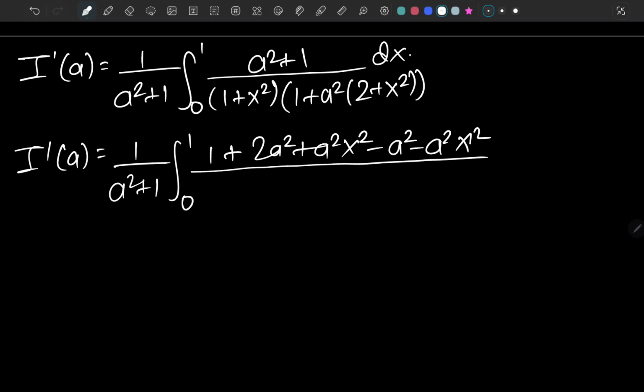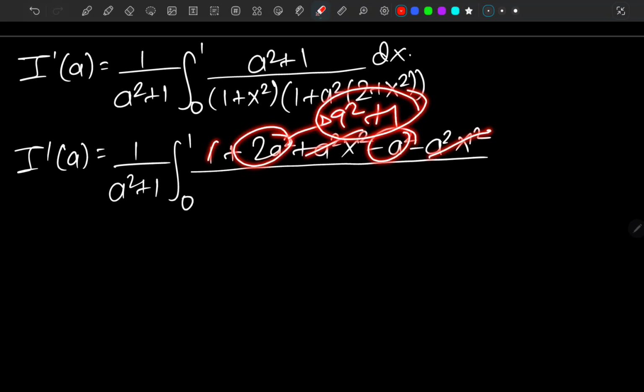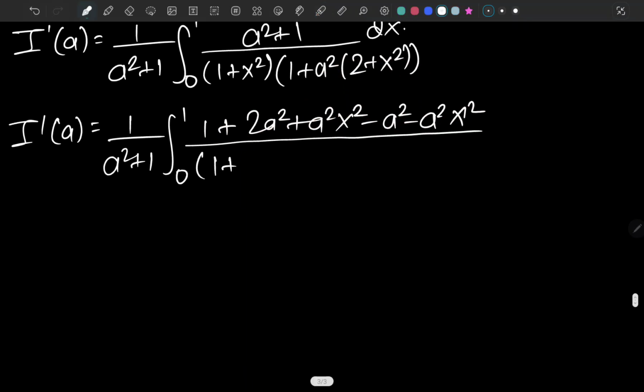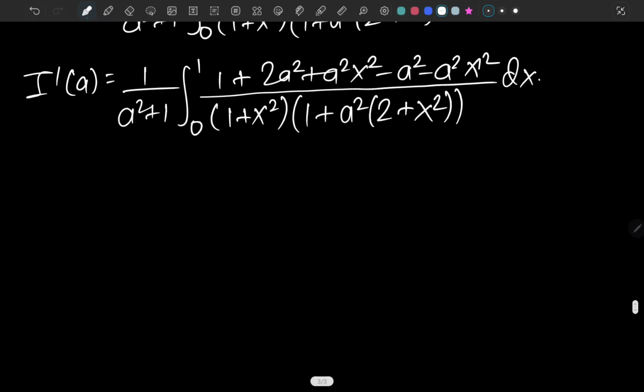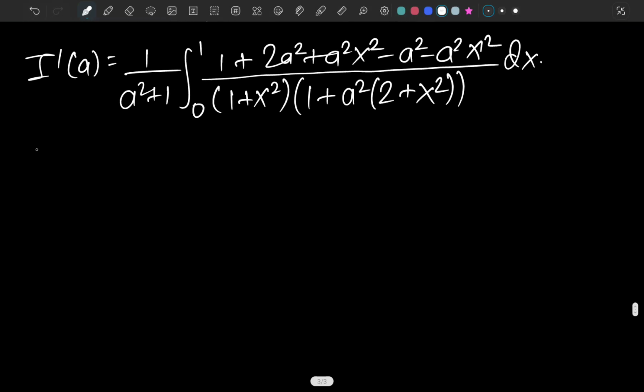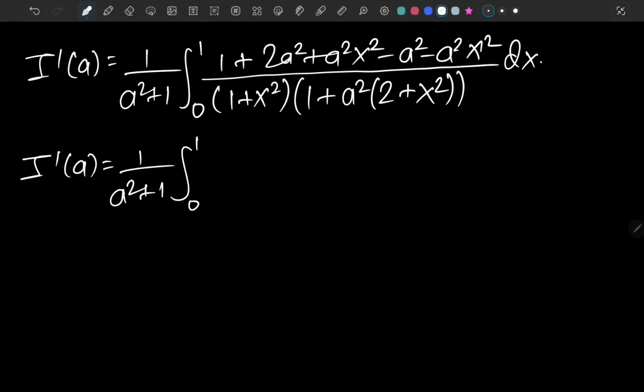And if you solve this thoroughly, you're going to get the same result that we had earlier, because you see this thing and this thing getting cancelled out, and 2a squared minus a squared is just a squared, and plus 1, so plus 1, right? Okay, and over (1 plus x squared) times (1 plus a squared) (2 plus x squared) dx. Okay, so why did we do that? We did that in order to get something beautiful, obviously. Now it looks very disgusting, but believe me, that's going to give us something better.